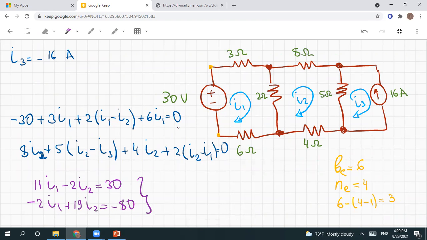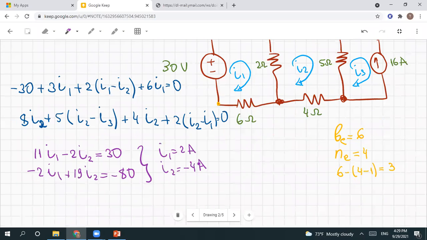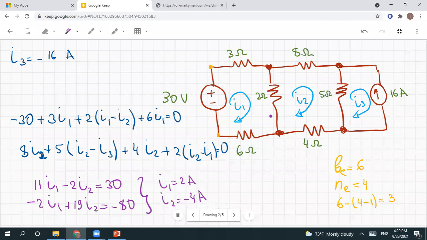So I have 2 equations, and solving them, I can find I1 equal to 2 amps, and I2 is equal to -4 amps. Of course, you can verify the results by plugging them in the equations. So we have these results, and the examiner asked me to find the power in the 2 ohm resistor. So as you see here, the 2 ohm resistor, and I need to find the power in the 2 ohm resistor.